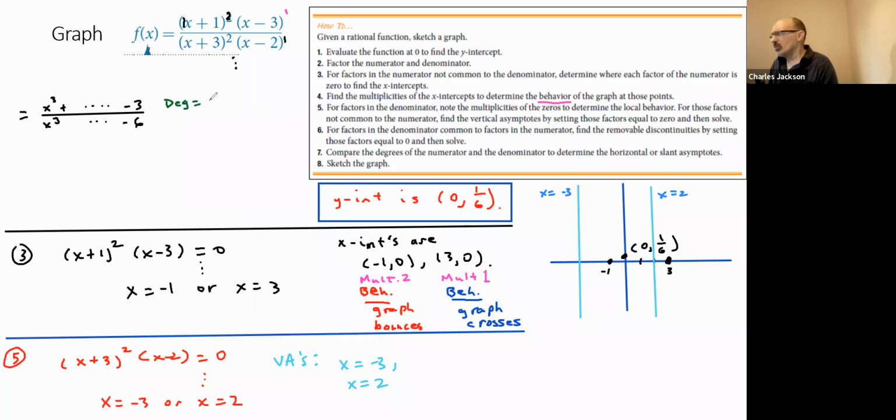Degree equals 3. That 3 right there. Same thing downstairs. Degree equals 3. Well, those two numbers are the same. And when the degree of the top is the same as the degree of the bottom, then there is a horizontal asymptote.